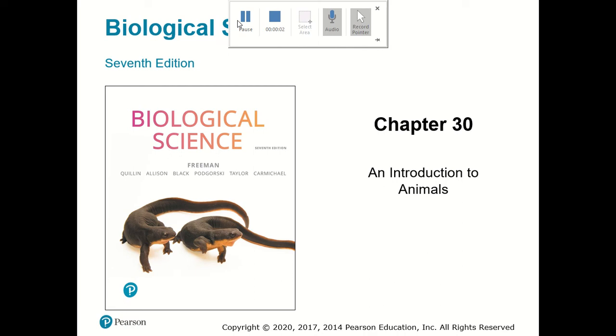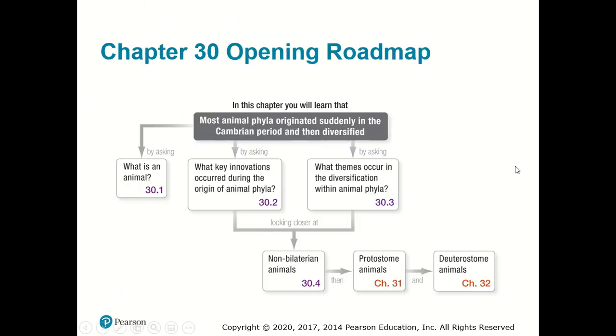Let's go ahead and take a look at chapter 30, which is an introduction to animals. Not yet animal systems. We'll get to that later on. This presentation will be mostly about defining what an animal is, and the time period in which they originated, which was 550 million years ago during what's known as the Cambrian period.